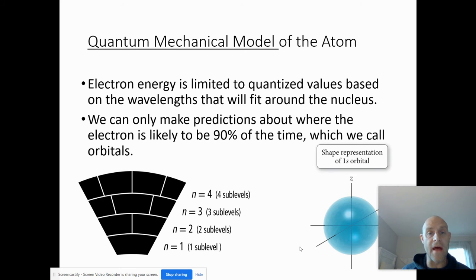The quantum mechanical model of the atom talks about electron energy, and it's limited to quantized values based on the wavelength that will fit around the nucleus. In other words, there's different wavelengths which cause different levels. And we can only make predictions about where the electron is likely to be 90% of the time. We call them orbitals. Now, orbitals have what we call subshells. We have subshell 1, subshell 2, subshell 3, subshell 4. It's kind of like airplanes flying. We've talked about that before. If all the planes fly at the same level, there's more likely collisions. But if we can put them at different levels, it allows them to move and fly, and electrons work the same way. And this is that quantum mechanical model.